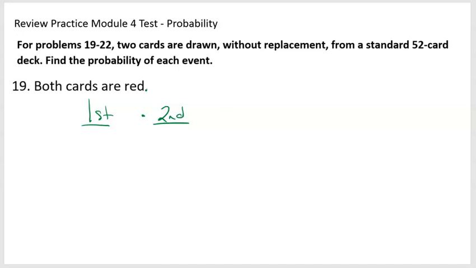Now, if we draw the first card, it's going to be out of 52, right? But it needs to be red. So how many red cards are in the stack? Half of them. So 26 out of the 52 are red.